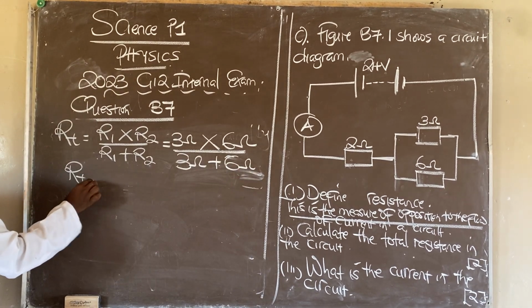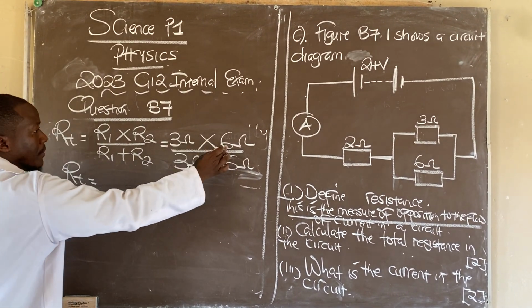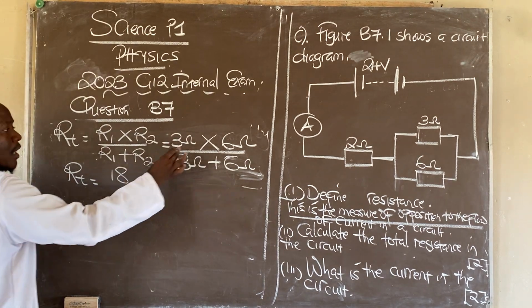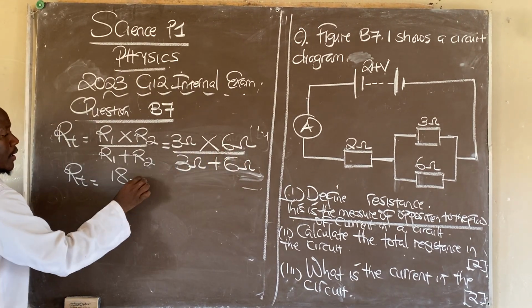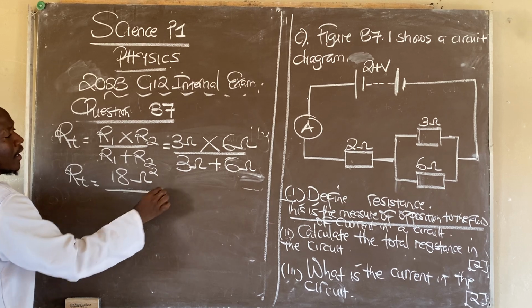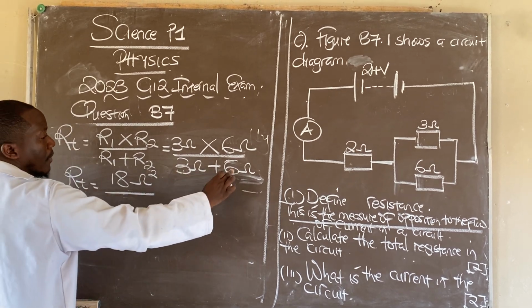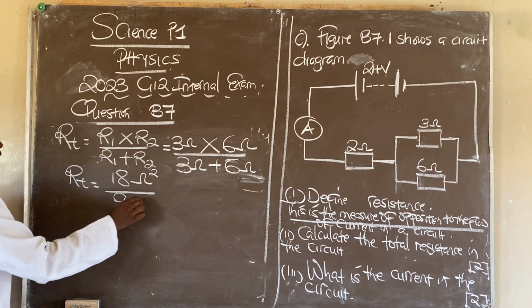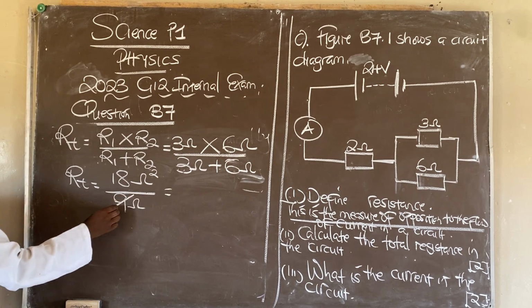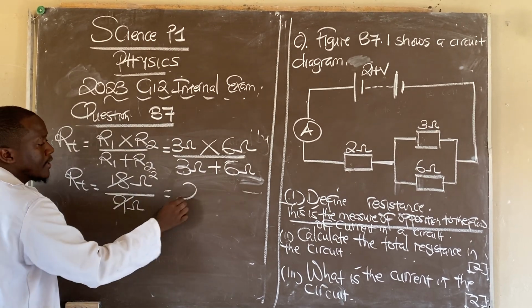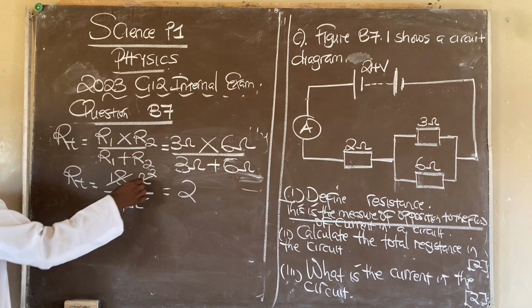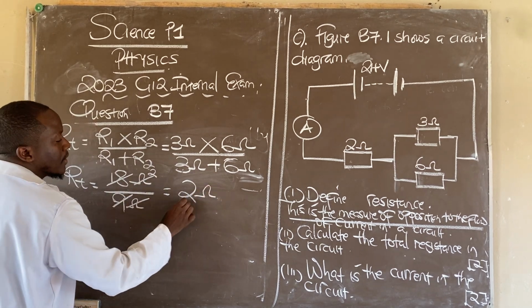So total resistance is going to be 3 times 6, which gives us 18. Ohm times ohm gives us ohm squared. Over 3 plus 6, which gives us 9 ohm. So 9 goes into 18 two times. Then ohm squared over ohm, we remain with a single ohm.